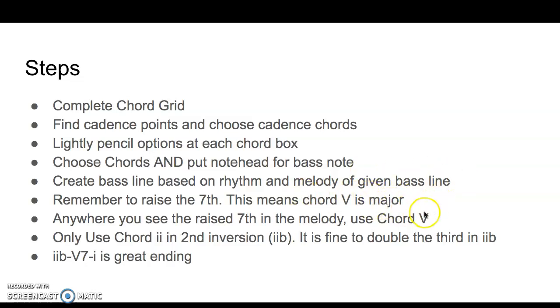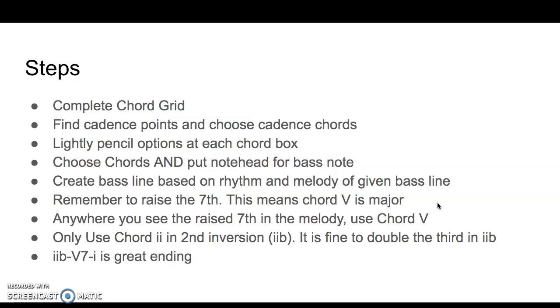This means the chord of 5 in this case is a major chord, whereas if you don't raise the seventh, it'll come up as a minor chord in your chord grid. Anywhere you see the raised seventh in the melody, this is important. You use chord 5. Always use chord 5 there. So if you see, for example, and again, just using this case because we're in the key of C minor, anywhere you see a B natural, which is the raised seventh in the minor key, it's going to be the chord of 5 or 5/7. Okay, 5/7 could work there as well.